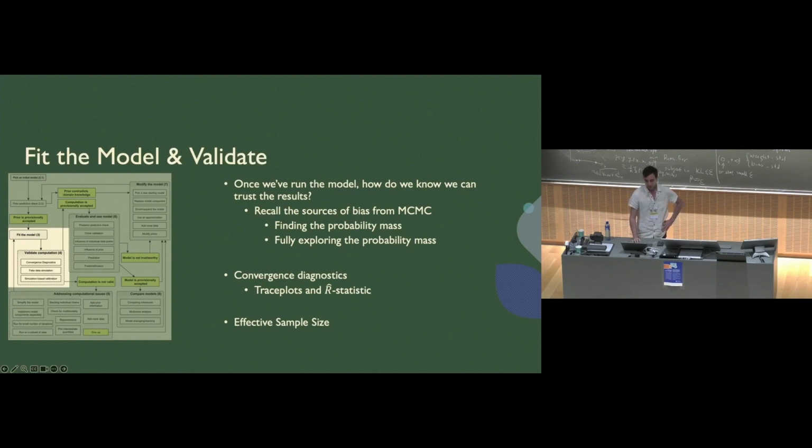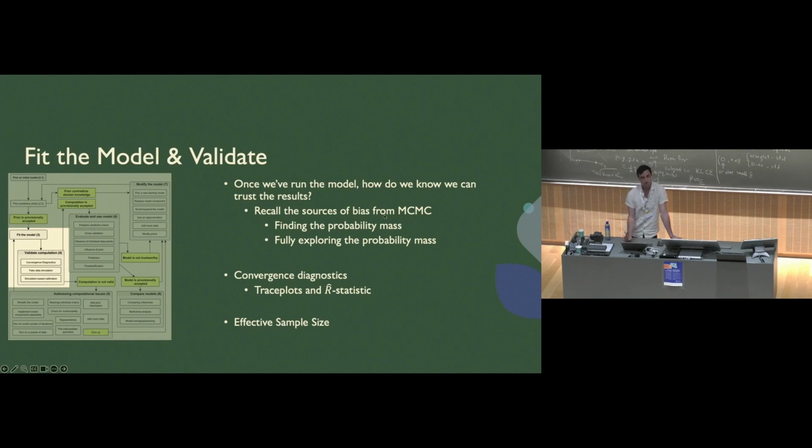All right, so we've done our prior predictive check, we're happy with the Poisson, we've run the Poisson, and now we're ready to validate the result. So once we've run the model, how do we know that we can trust the results? How do we know that this computational numerical approximation is good for the model that we're using?